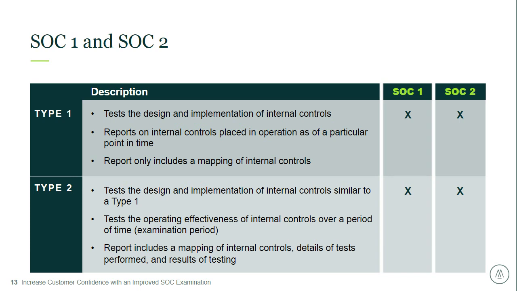A Type 2 report, on the other hand, consists of the same test of design as a Type 1, but also includes a test of effectiveness. A test of effectiveness is an examination of the operating effectiveness of internal controls over a duration of time called an examination period. So hypothetically speaking, let's assume you have a report that has a 12-month examination period. We, as your assessors, would come and perform a look back over the last 12 months of activity and determine whether the controls operated as they were designed for the duration of that period. That is the test of effectiveness. So for a Type 2 report, just to reiterate, we perform both a test of design and a test of effectiveness.